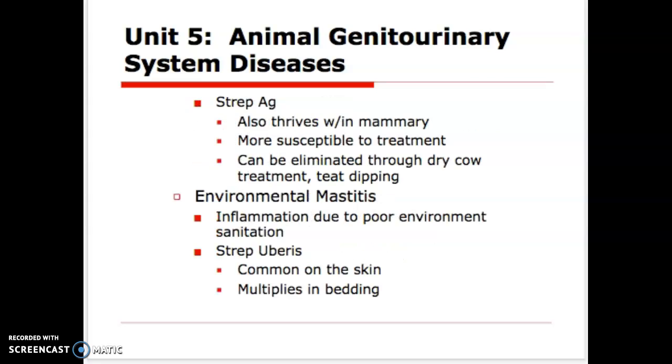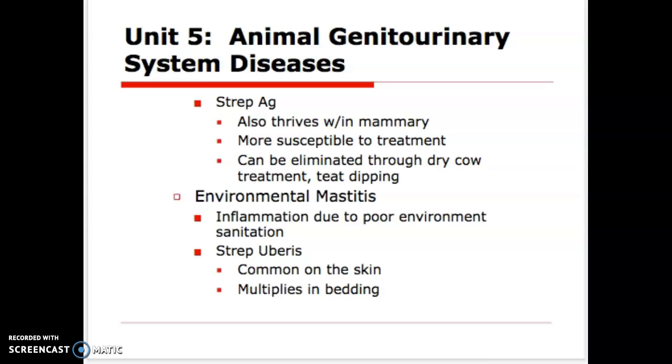Strep ag is the less common contagious mastitis pathogen. Very similar. This one again is very responsive to dry cow treatment and teat dipping. So a lot of parlor procedures can help you minimize contagious mastitis problems.